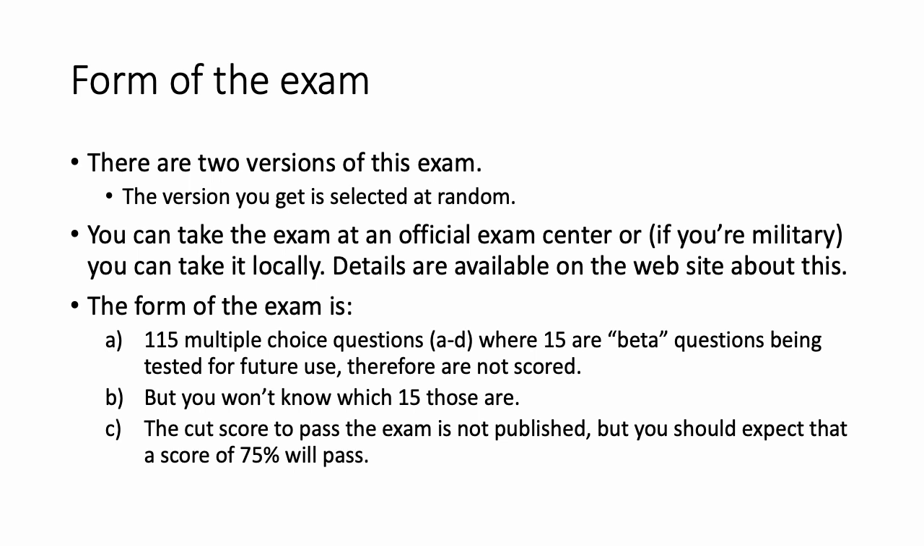And you probably have questions about the form of the exam. It's 115 multiple choice questions with 4 choices, A through D. And 15 of the 115 are what they call beta questions, which means they're being tested for future versions of the exam, and so they are not scored. And naturally, you won't know which 15 those are, so you need to be prepared for all 115. The cut score to pass the exam is not published. It's not a fixed number. It's determined by an algorithm. But you should probably expect that a score of about 75% is likely to be a pass. So you need to get 3 out of every 4 questions right.